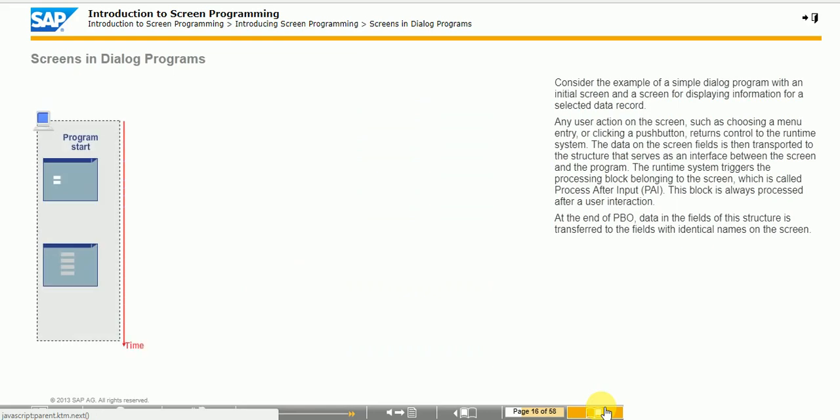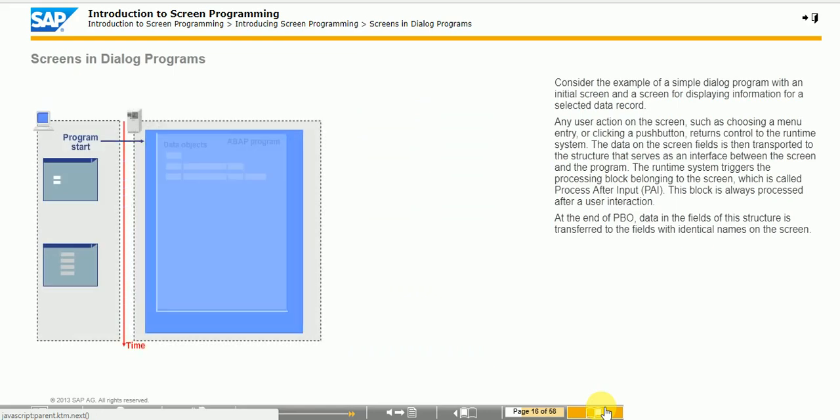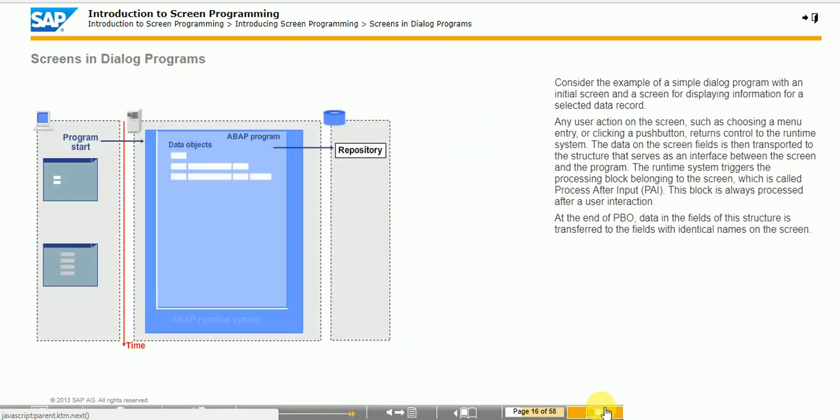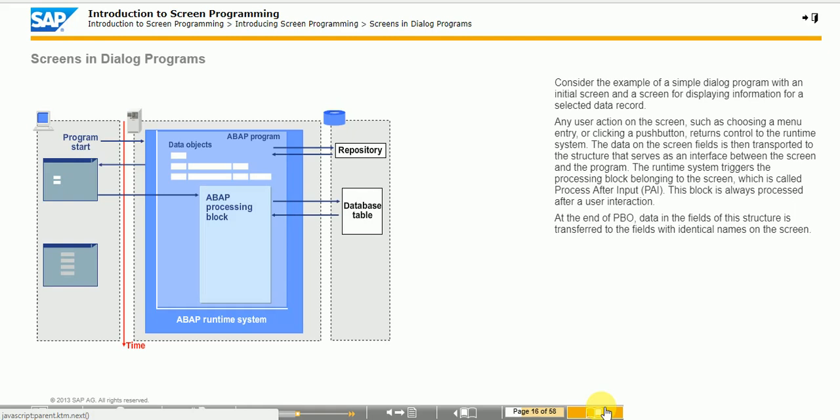When the program starts, the system loads its program context and prepares space for the program data objects in memory. Then, the selection screen is displayed. The user enters data on the selection screen and chooses Execute. In a processing block, the program reads data from the database by passing information about the data requested by a user to the database. The database fills a structure with the required data record.